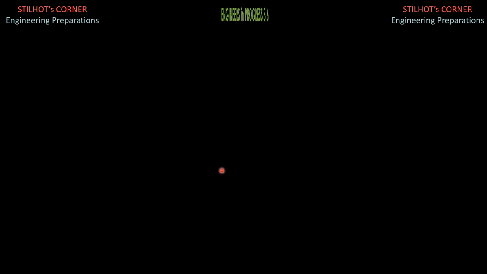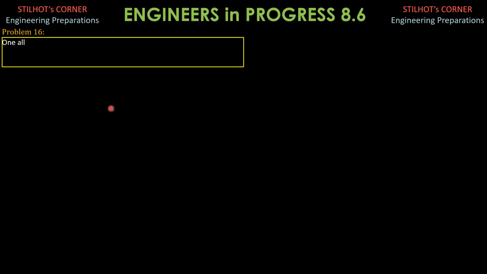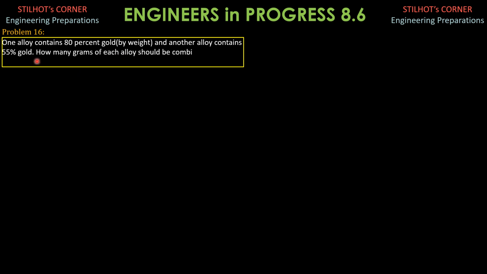Then problem 16. One alloy contains 50% gold by weight and another alloy contains 55% gold. How many grams of each alloy should be combined to make 40 grams of an alloy that contains 70% gold?